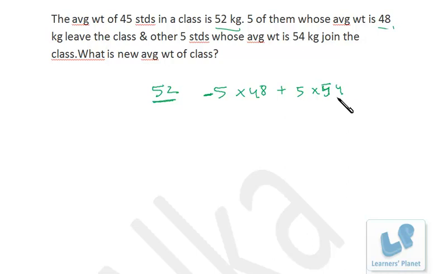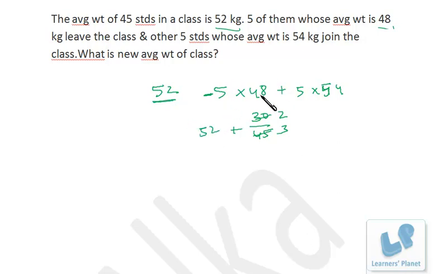Okay, so in total we are gaining, if you take this 5 as common, 54 minus 48, that's 6. So in all we are gaining 30 kilogram. In total we are gaining 30 kilogram, right? So in all there are 45 students. So the average will be positive 2 by 3 additional from 52.